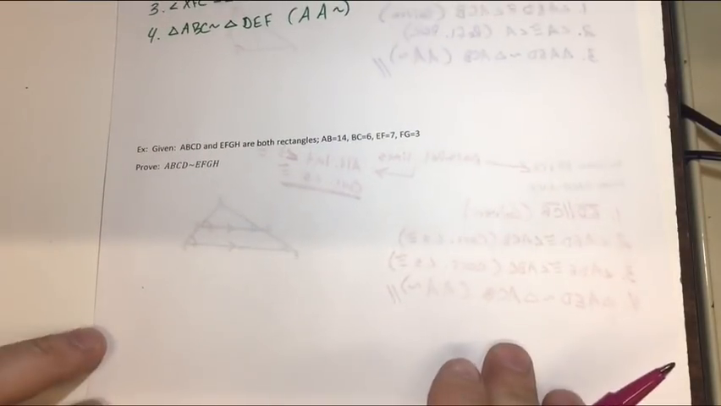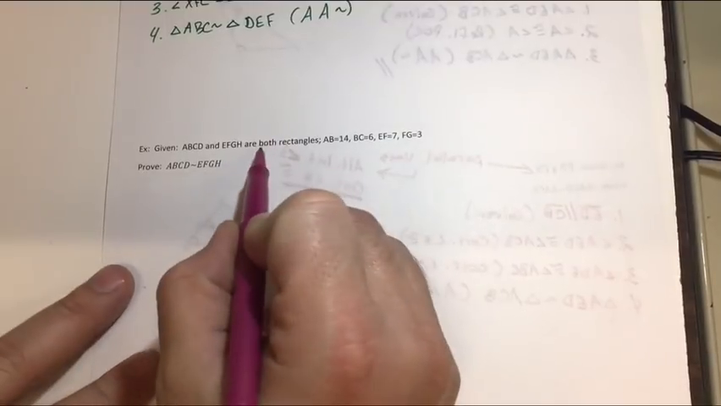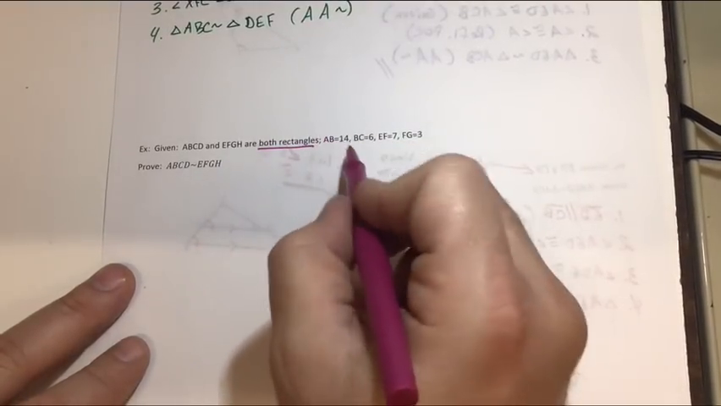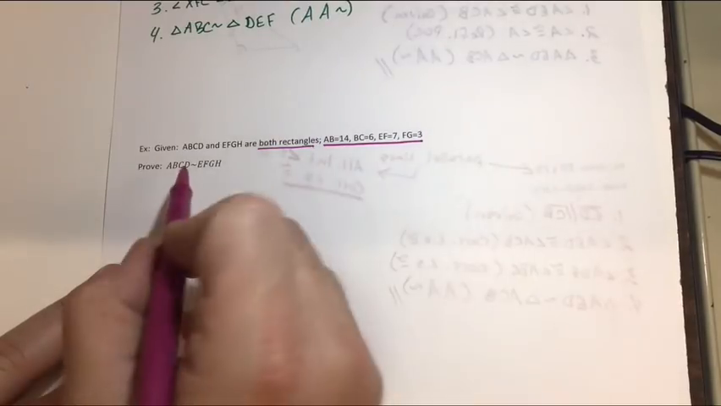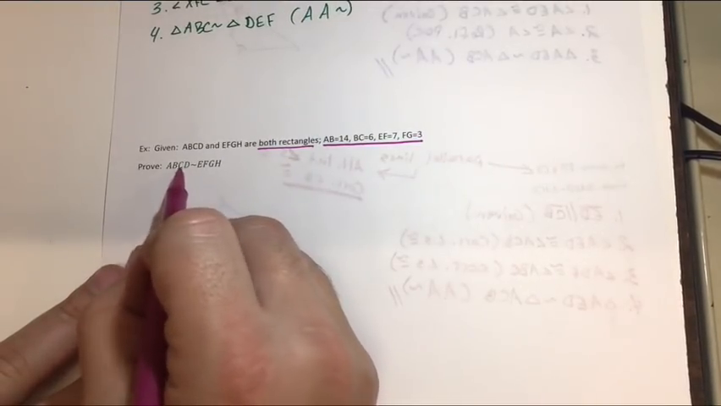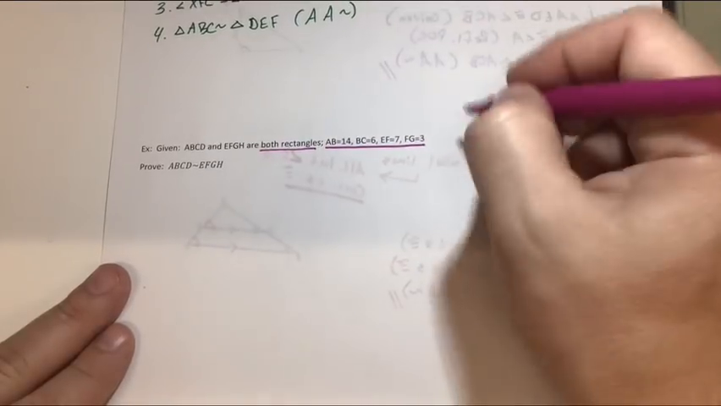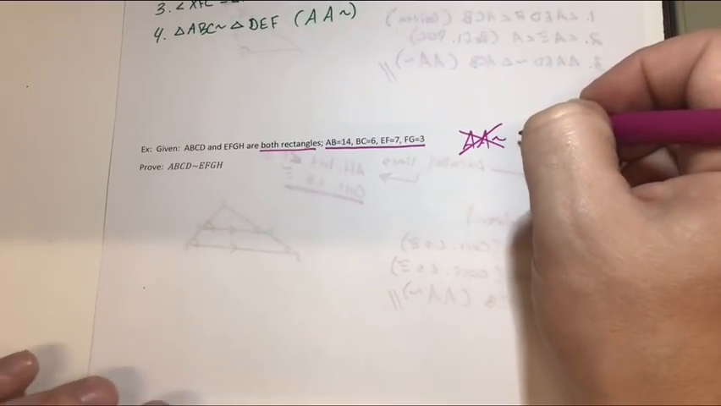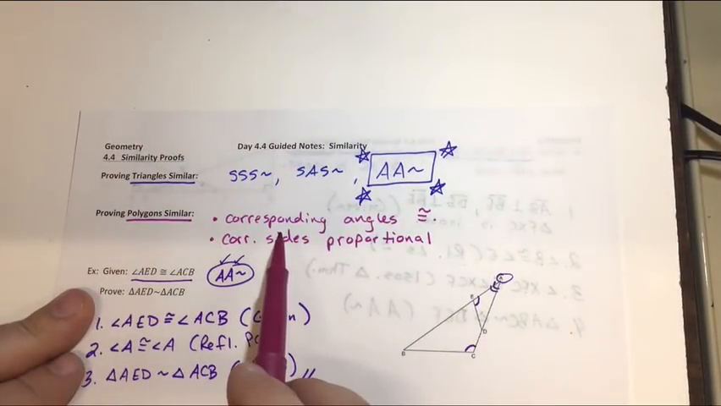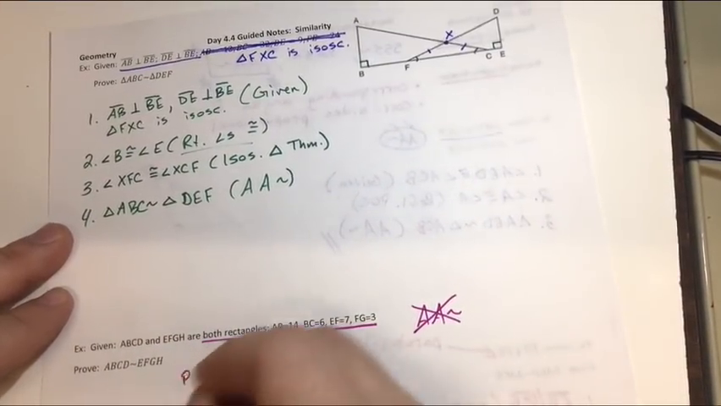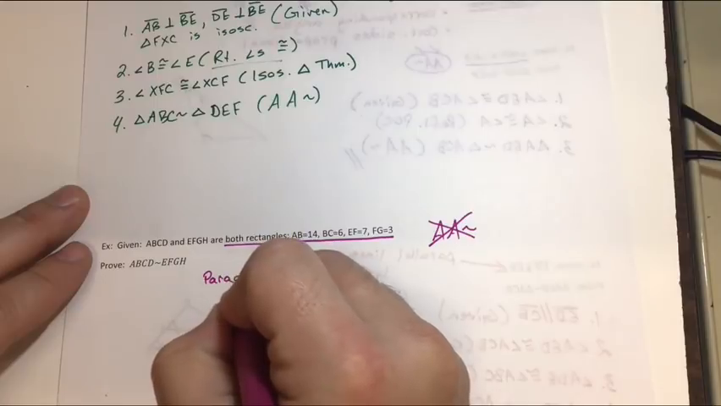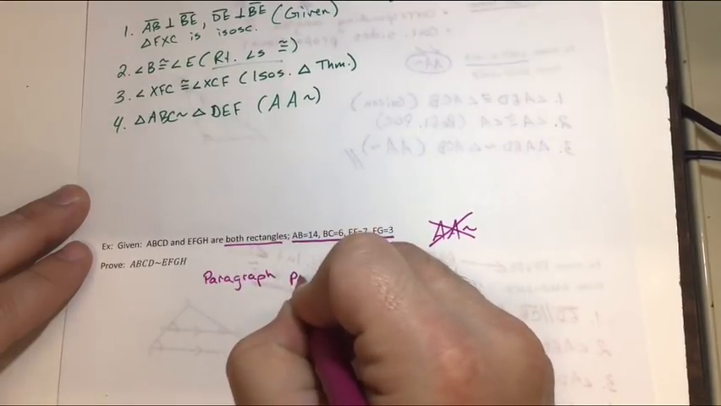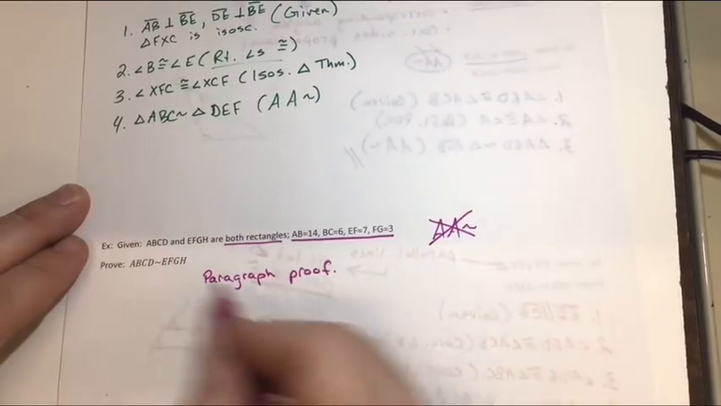For our final proof in this lesson, we are using rectangles this time. These are both rectangles, and they give me some dimensions here. We're going to need to use this to show that ABCD, which is a rectangle, is similar to EFGH. Since these are not triangles, I cannot use angle-angle similarity or side-side-side or any of those. Those are only for triangles, so I can't use that. So I'm going to go back to what we said at the beginning and just show that corresponding angles are congruent, corresponding sides are proportional. So we are going to write this out as what we call a paragraph proof.